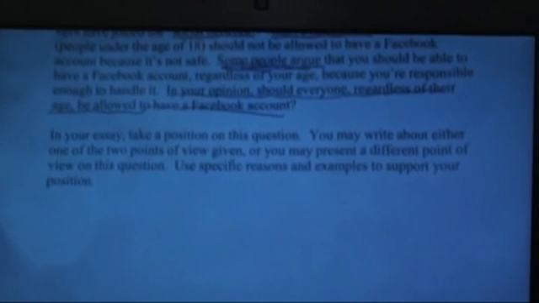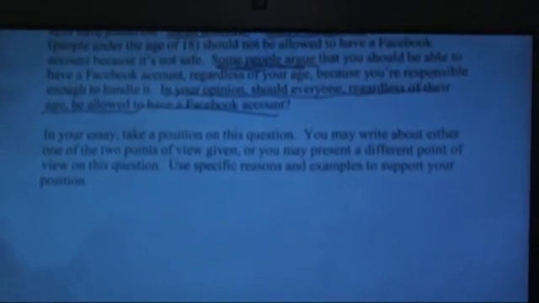Now let's go down here. What else does it say? In your essay, take a position on this question. You may write about either one of the 2 points of view given, or you may present a different point of view on this question. Use specific reasons and examples to support your position.